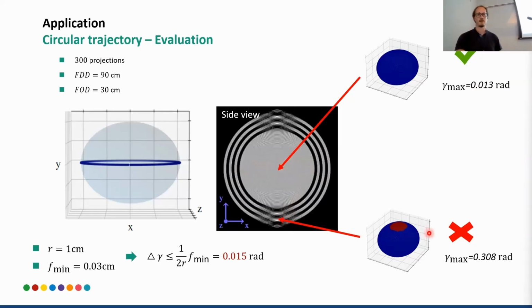And at the bottom, it's way too high. We have 0.308 radian. And yeah, that corresponds to those artifacts. So in this case, I calculated these sampling rates at 2 points. And of course, we can do it at more points.